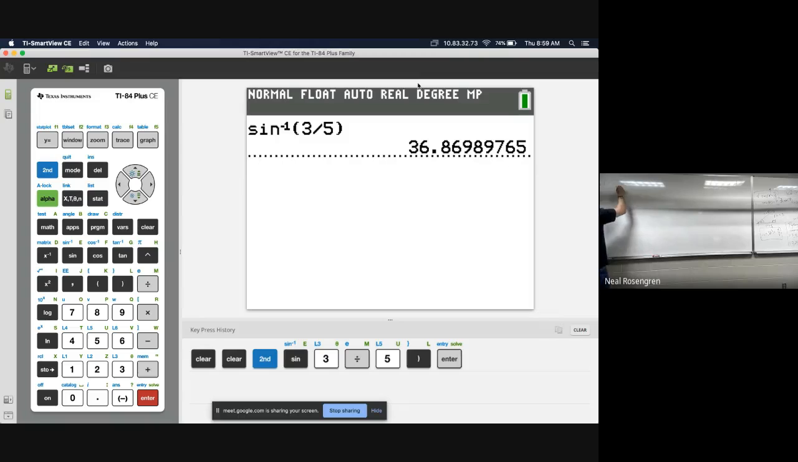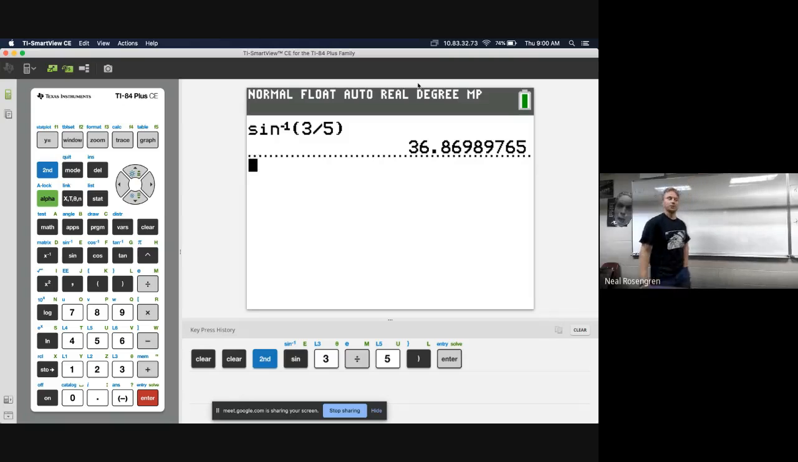So call this one number 4. Let's say they give us that the cosine of some angle is 12/13. If they give us a setup like that, they don't necessarily ask us for what the actual angle is, because we won't be able to tell, right?